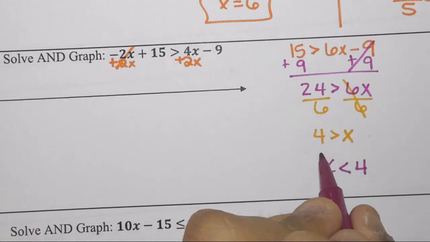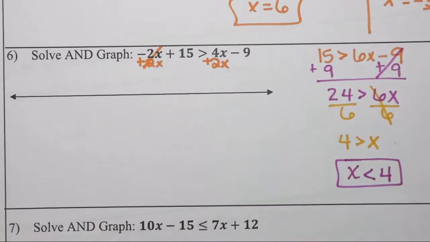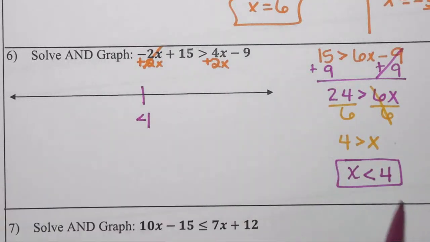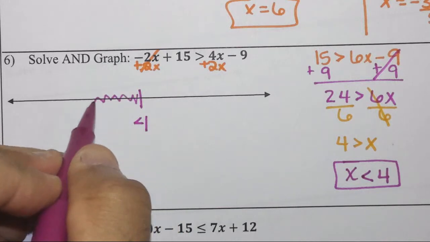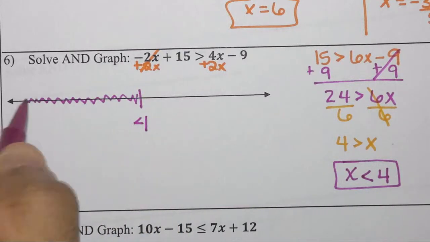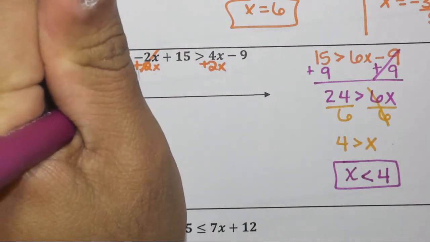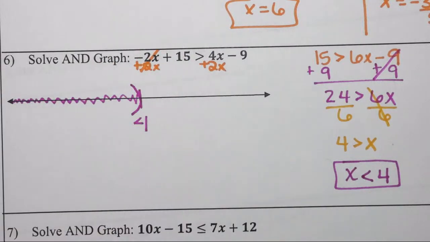So I officially have x is less than 4. Plot my 4 right there. I'm going to shade towards that, which means the left. And then I'm going to have a parentheses like that.